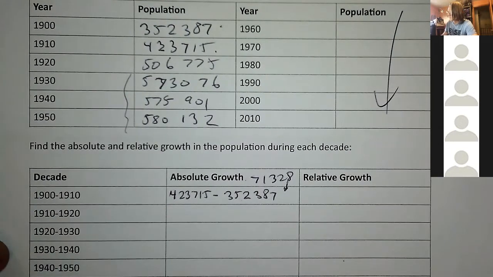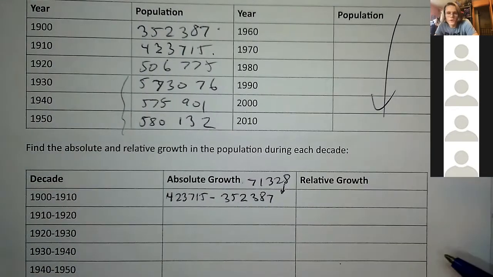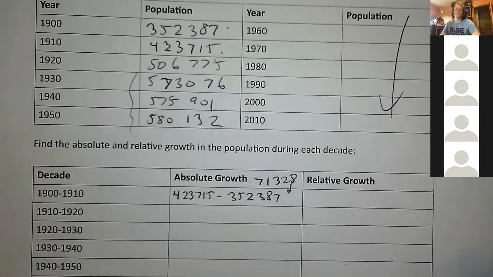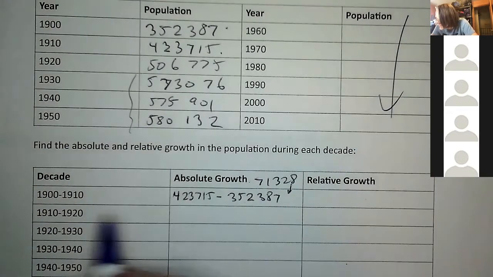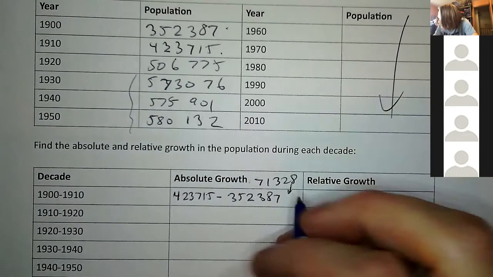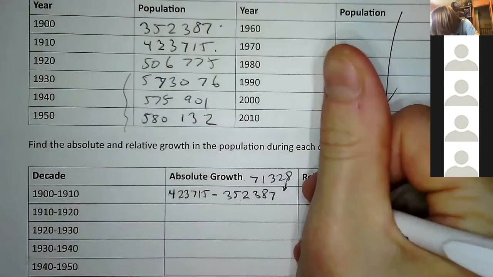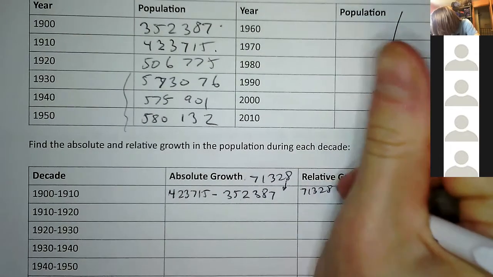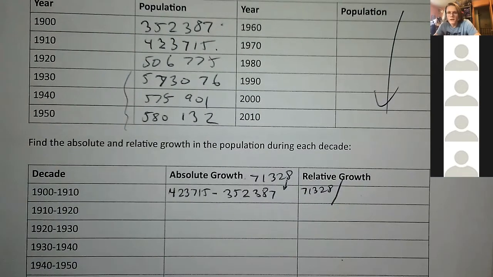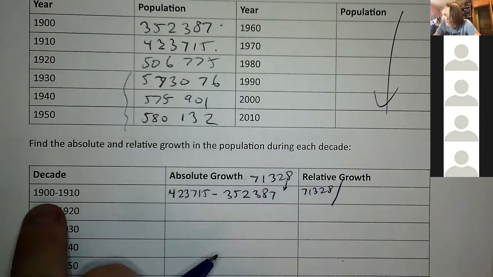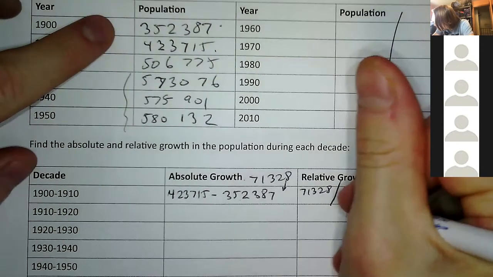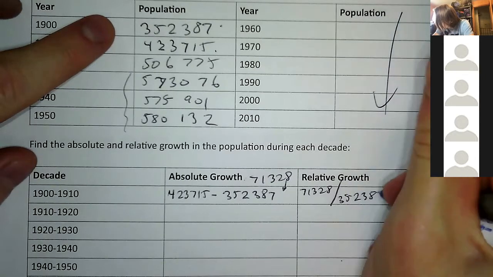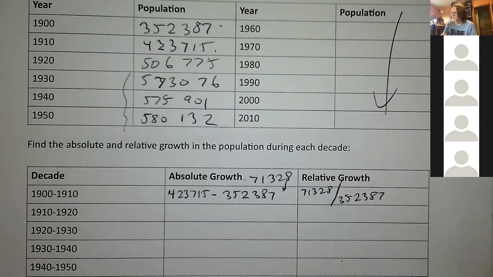All right. And then it asks for the relative growth. And so the relative growth, again, is just the absolute growth over the initial or the old value. So for the relative growth between 1900 and 1910, I'm going to take the absolute growth, 71,328, and divide it by the population in 1900, the old value. So I'll divide it by 352,387.